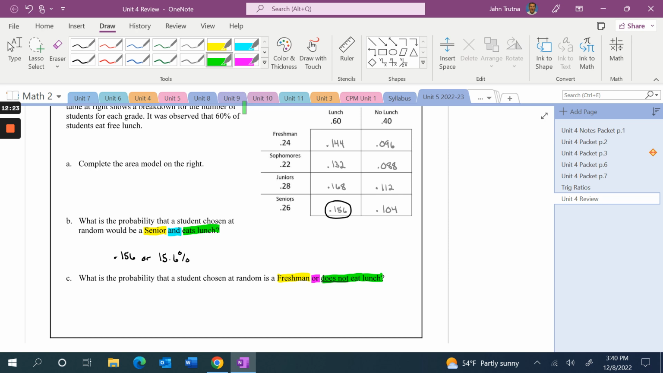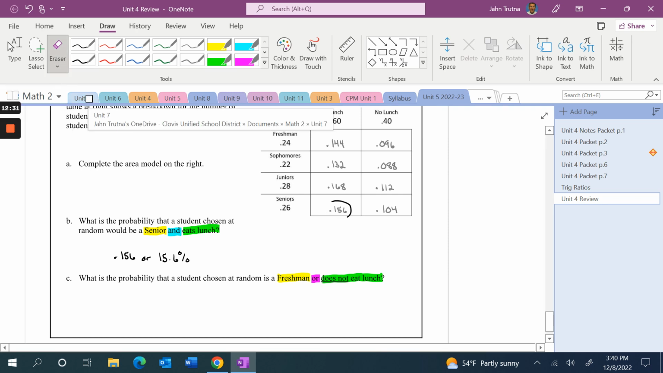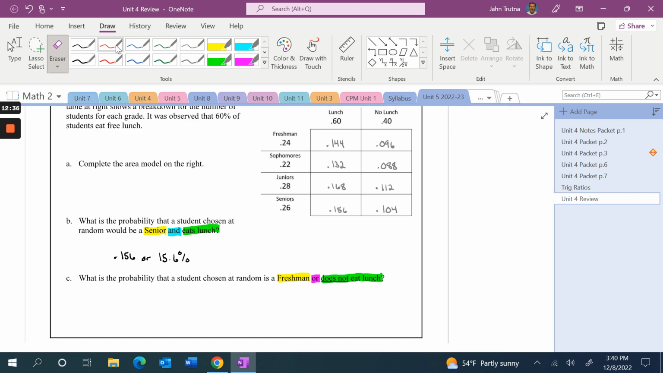Now, when it involves the word "or," you're going to go to your area model and circle all of the combinations out of the 8 different combinations of freshmen, and then you also circle all the combinations that involve does not eat lunch. So first of all, let's circle all the combinations that involve a freshman.